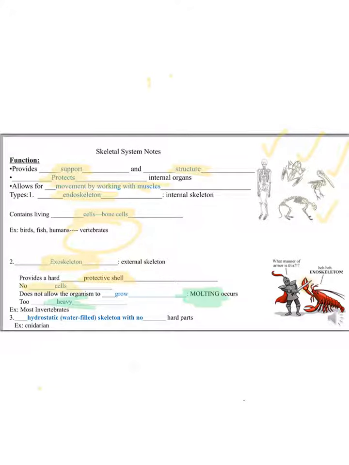Now, there is a third type of skeleton that we never talked about called a hydrostatic skeleton. So there's three types of skeletons. There's exoskeletons like crustaceans have, there's endoskeletons like we have, and then finally there are hydrostatic skeletons. Hydrostatic means it uses water to provide support. The pressure of water pushes against the outside cells of your animal, giving it structure and support.